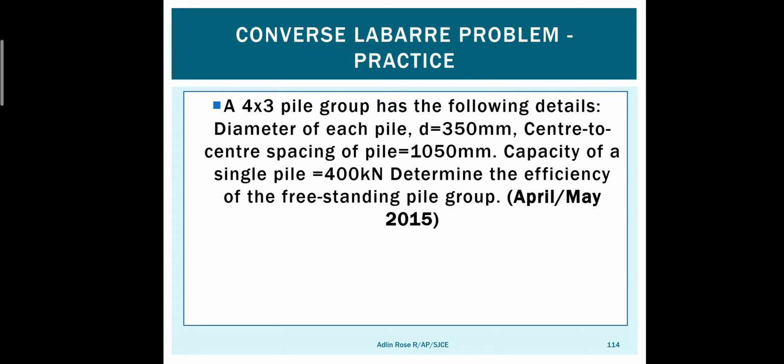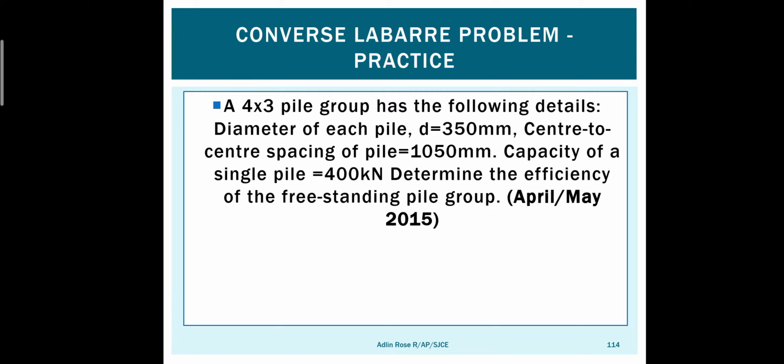Please try solving. I'll give you a tip here. 4 by 3 pile, which is 4 rows and 3 piles in a row. So the total number of piles is going to be 12 piles. The 12 piles are arranged as 4 rows, with 3 piles in a single row. Okay, 4 into 3 is nothing but m by n, similar to a matrix. Like 4 by 3 is m by n.